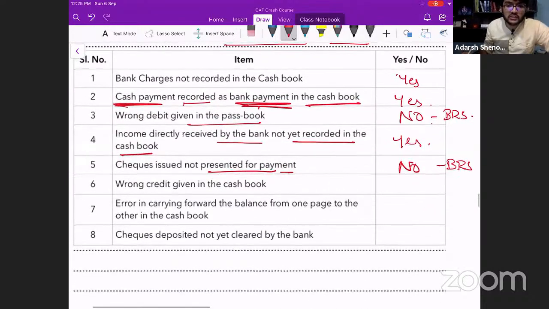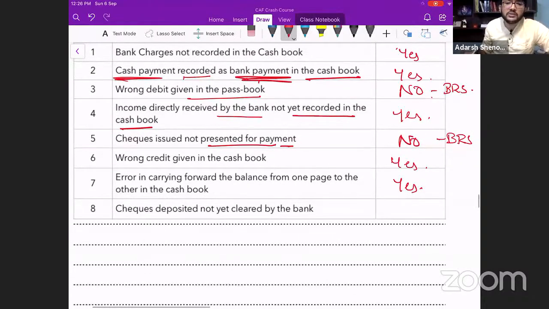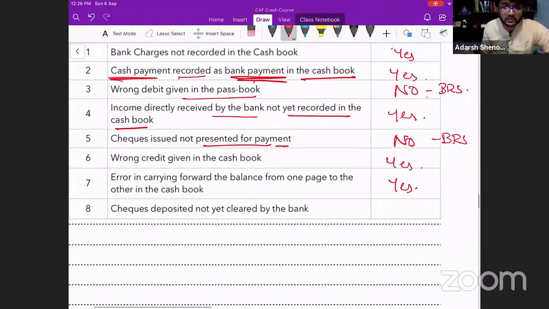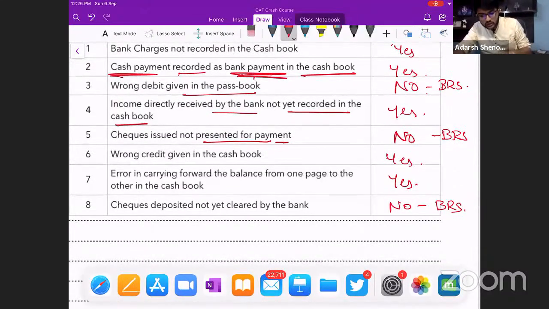Wrong credit given in the cash book. Yes, it will appear. Error in carrying forward the balance from one page to the other in the cash book. If you made a mistake in carrying forward the balance in the cash book, it will come in the amended cash book. Check deposited not yet cleared by the bank. It will not come over here, it will come in the BRS. Understood? Easy peasy, right? Okay, we'll just read the slide once.